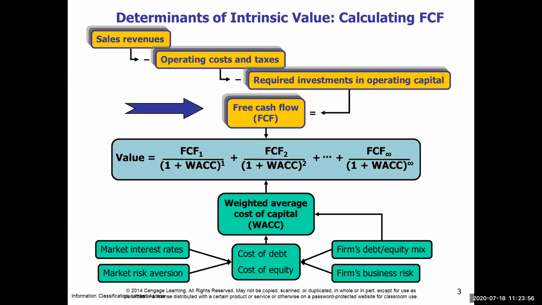So again, we are having the same intrinsic value of free cash flow. You have revenue. Out of revenue, you minus all the costs and taxes, and you minus, for example, interest and dividend, etc. Then it becomes free cash flow. Free cash flow is used to calculate the intrinsic value of the firm. What is the intrinsic value of the firm? Free cash flow divided by 1 plus the weighted average cost of capital.